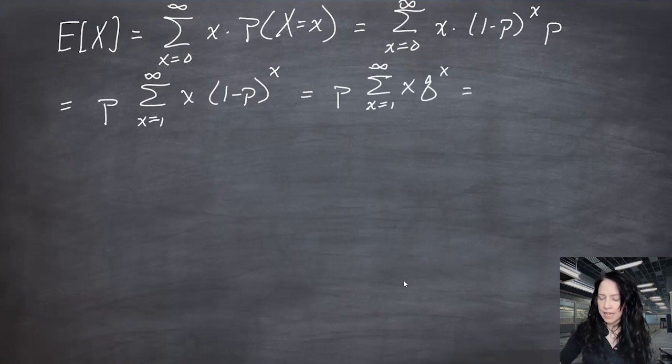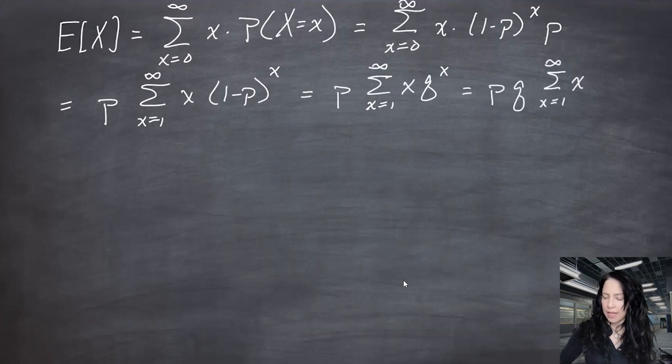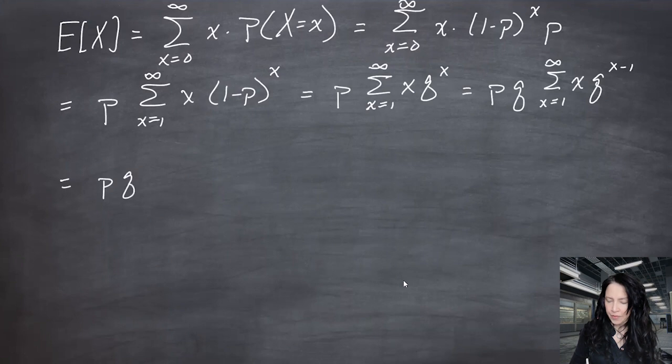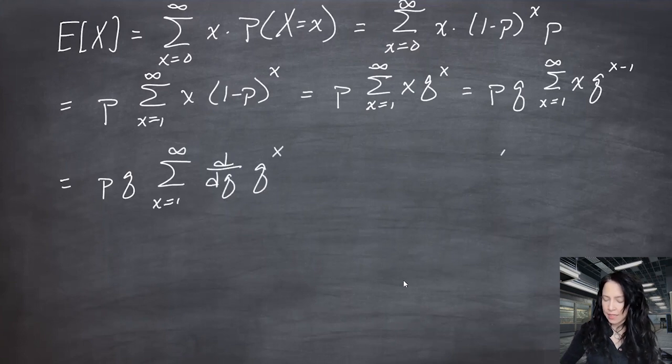And then I'm going to take a Q outside of the sum. And when I do that, the thing inside looks like a derivative to me. So I've got P times Q. I should have written on the side where Q equals 1 minus P. That's how it's defined. And then I have the sum from 1 to infinity of the derivative with respect to Q of Q to the X. Here, let me put this over here for the record. Q is 1 minus P.